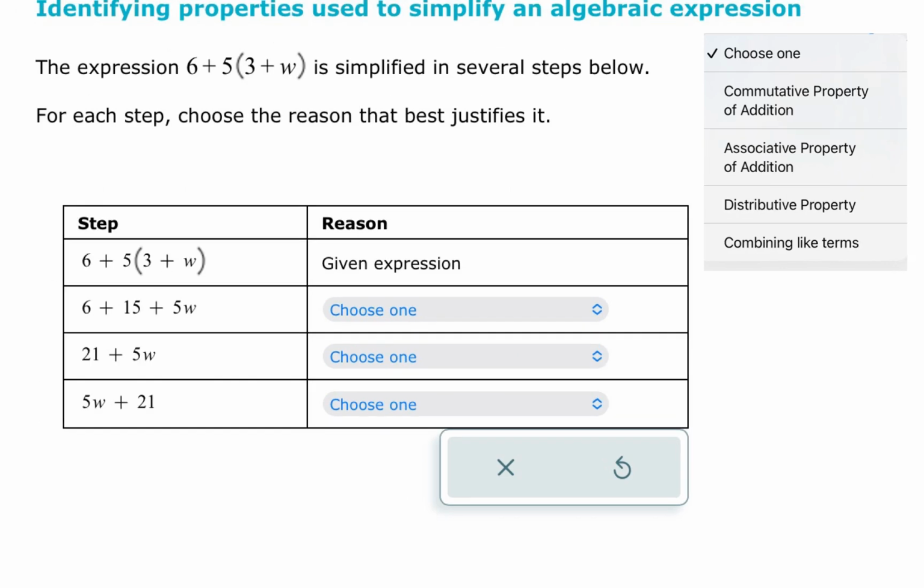One more example. Our given expression is right here. The only thing it looks like changed is we distributed the 5 to what's in the parentheses. So we multiplied 5 times 3 and 5 times w. Then 5 times 3 is 15, 5 times w is 5w. So this is the distributive property.